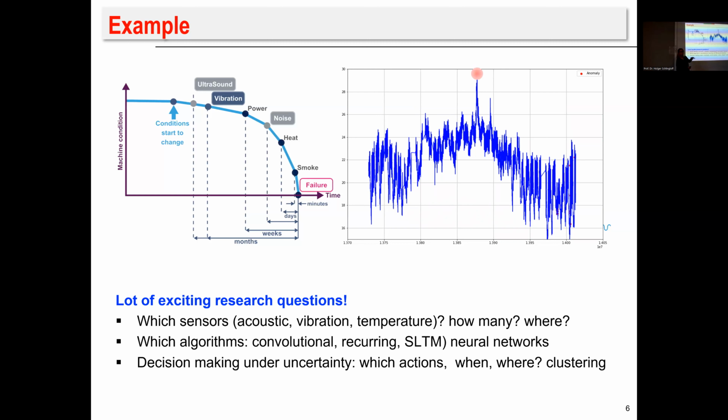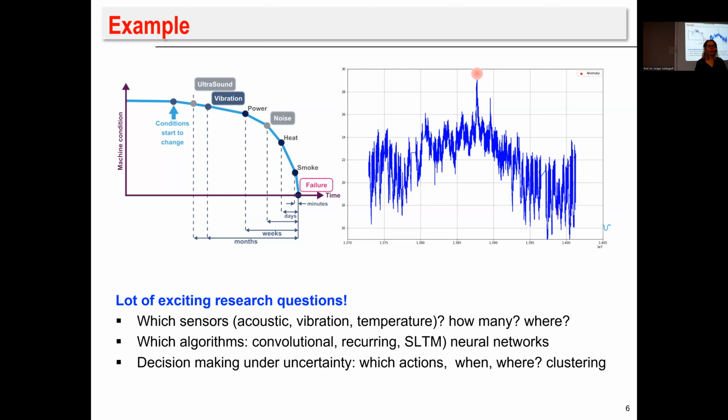So those predictions are never perfect, so they come with uncertainty, and how to turn these predictions into a good maintenance policy. Which actions do you want to carry out? When do you need them? Where do you need them? And of course, also clustering them.